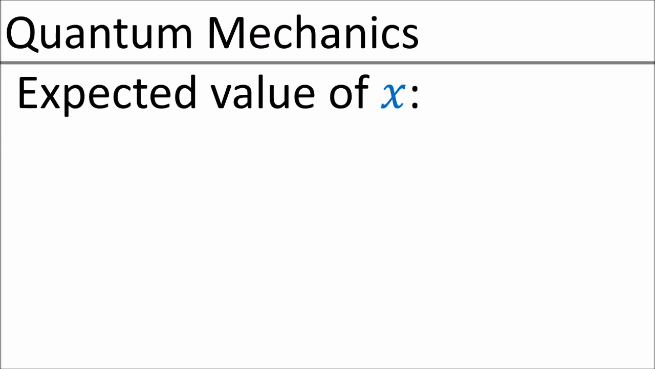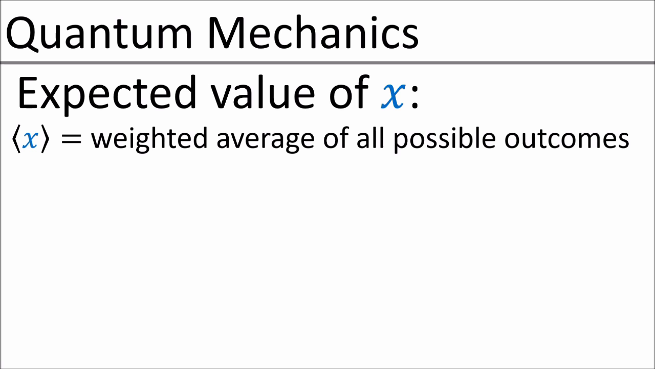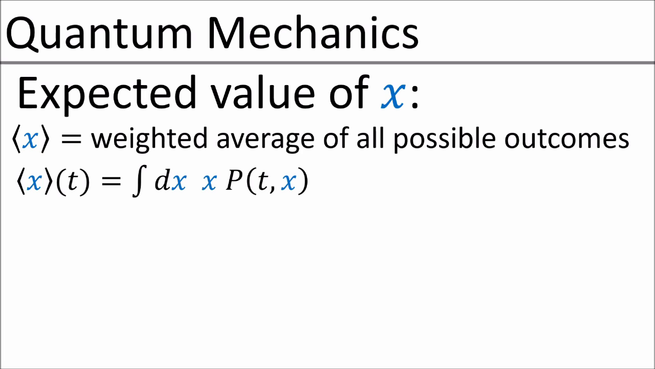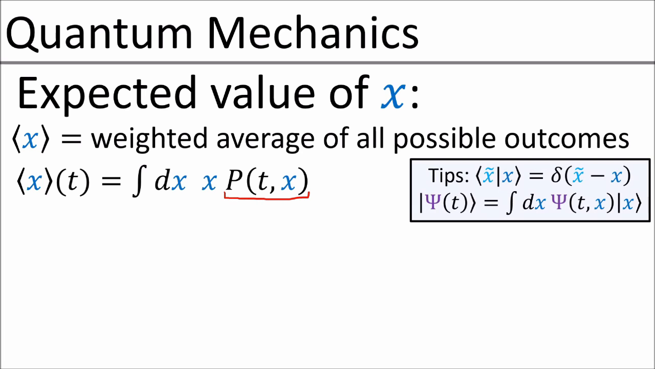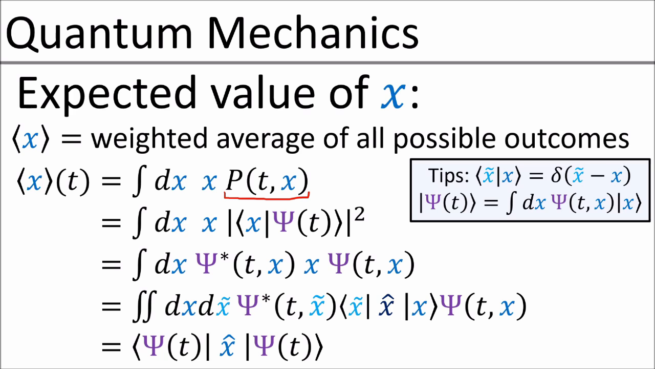Even if the exact position x is not known, we can still find the expected value of x by performing a weighted average over all possible x positions, weighted by their respective probabilities. This expression can be rewritten in several different ways.